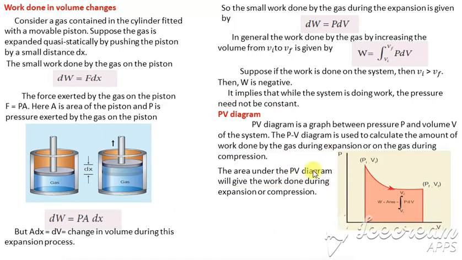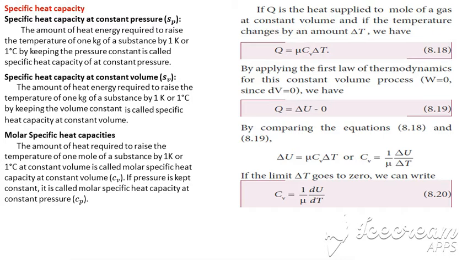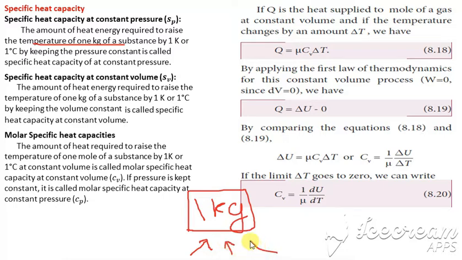Okay, then next we are going to see the specific heat capacity. This specific heat capacity you would have studied already, is it not? What is meant by specific heat capacity is the amount of heat energy required to raise the temperature of 1 kg of substance. Suppose you consider 1 kg of substance. To this 1 kg of substance, we supply heat.